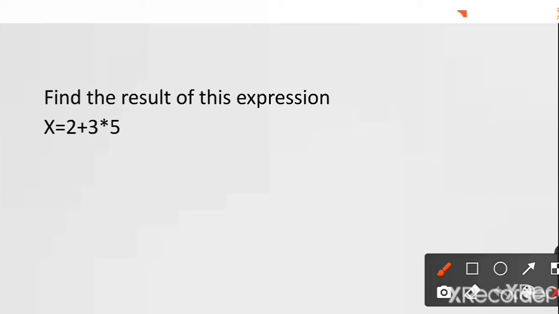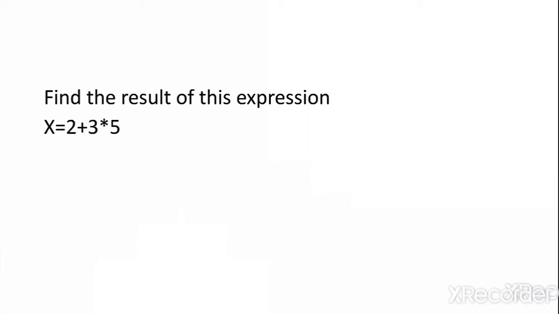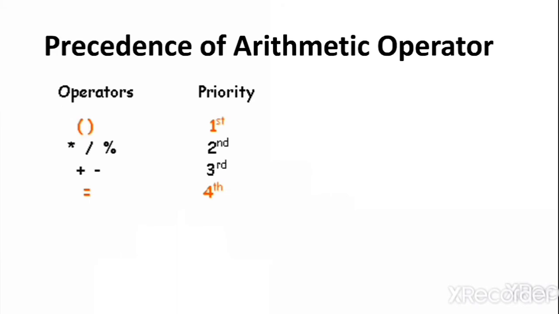Here, some of you might have got the answer 25, whereas others might have got the answer 17. In this expression, there are multiple operators, plus and star. When multiple operators exist in an expression, evaluating it will always be ambiguous because you can evaluate it in different ways. First you can perform the addition operation, later the multiplication operation, or else first you can perform multiplication and then addition, isn't it?